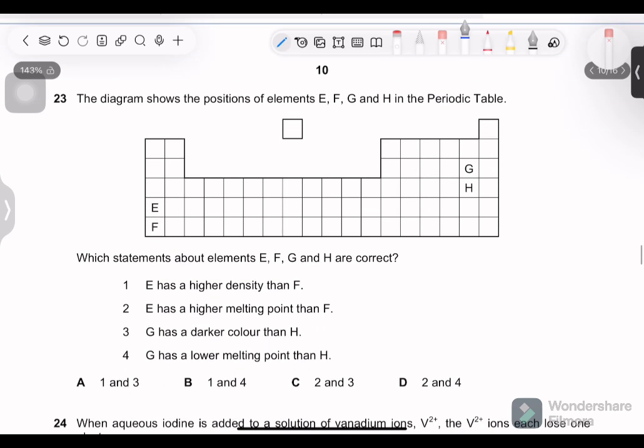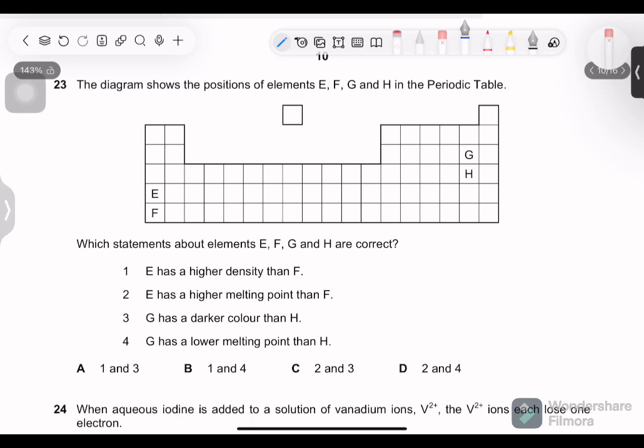23. The diagram shows the positions of elements E, F, G, and H in the periodic table. Which statements about elements E, F, G, H are correct? E has a higher density than F. Density down the group 1.